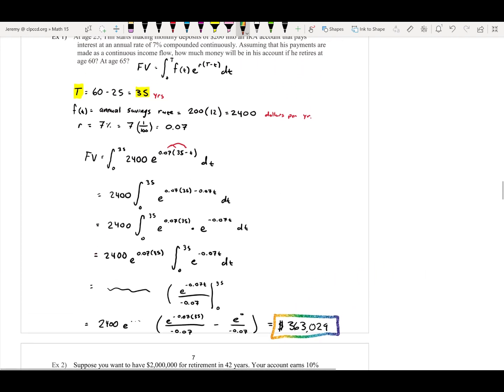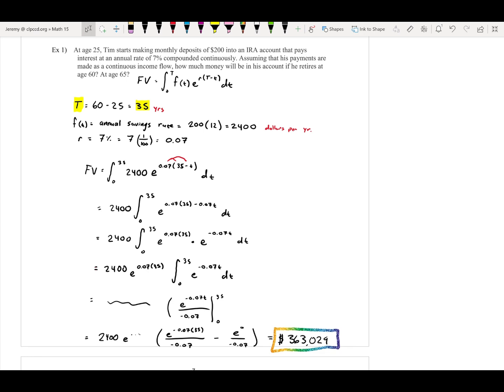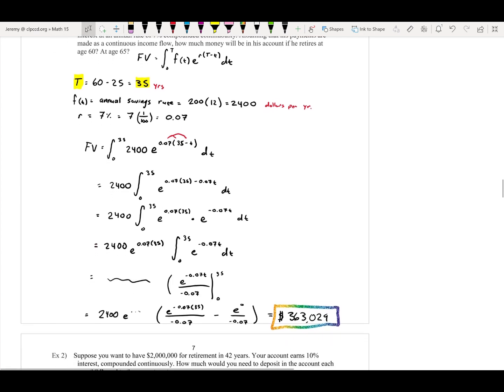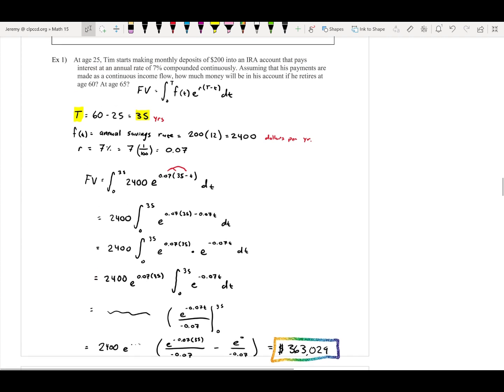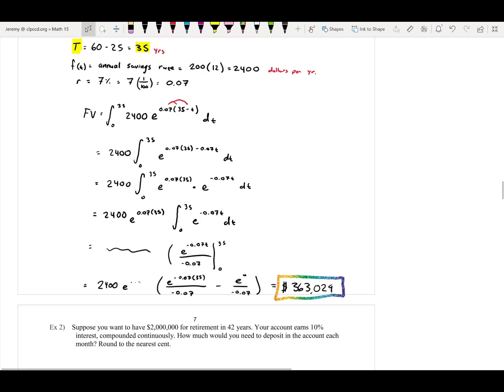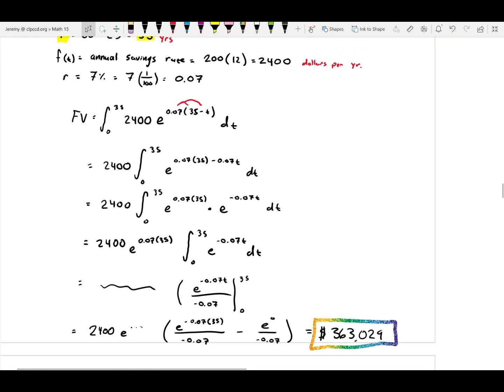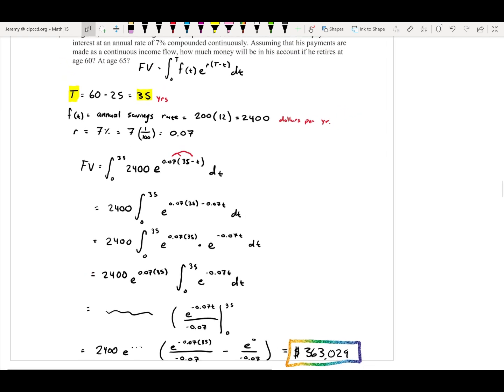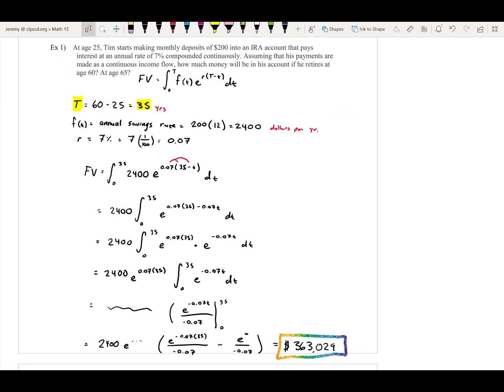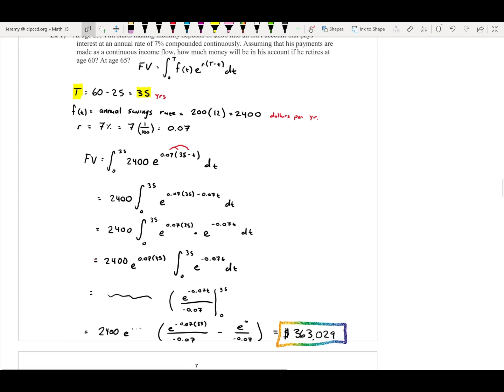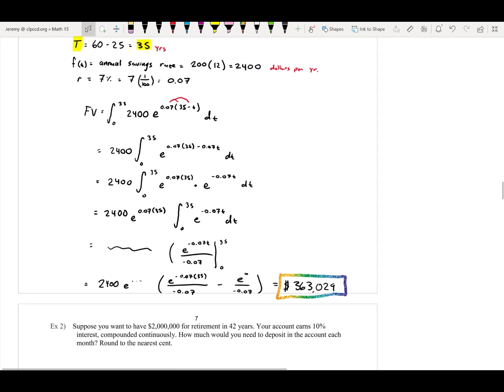Okay, so looking back, this is what happens over the course of the 35 years where Tim is saving his money, just putting away $200 per month. By retirement, there is over $363,000 in that account. Now here's the fun part. What if we didn't have this money invested and Tim was just putting this in a checking account, right? So it wasn't invested, it wasn't earning this 7% continuously compounded interest.